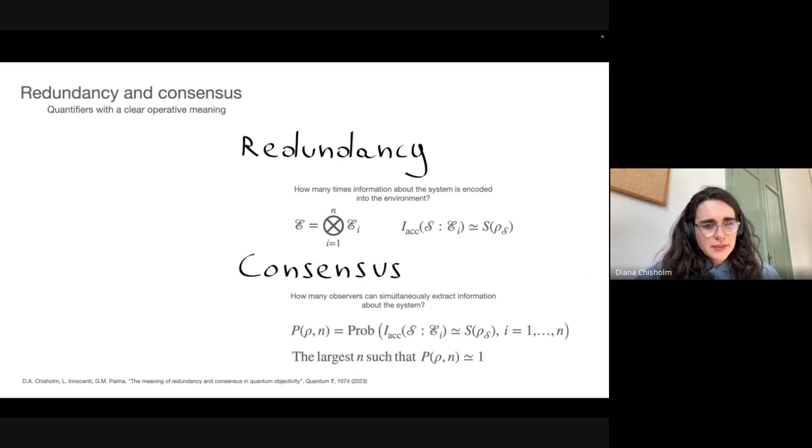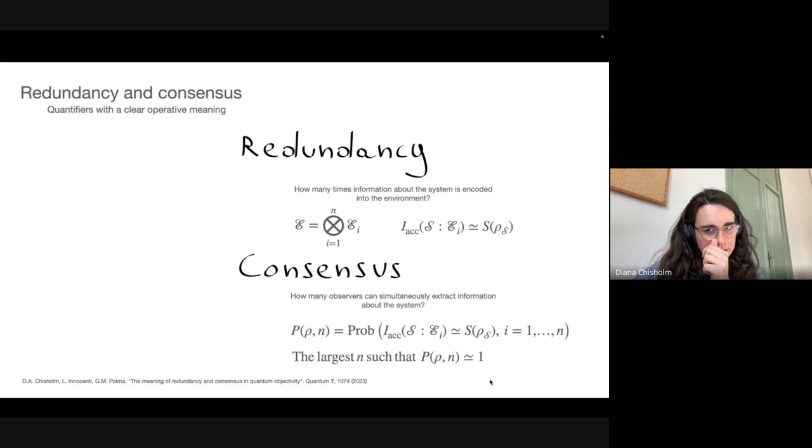Consensus is a bit more convoluted. So first, you would need to define this quantity, P of rho n. So P of rho n is the probability that, given that you take a completely random partition of the environment, and this is a crucial point, you don't engineer your partition, you don't try and create the best partition, you just take a random one. Given your random partition, what is the probability that the accessible information between the system and the environmental fraction is exactly the entropy of the system for each fraction? Okay. And this is this probability, this P of rho n, and the consensus is then the largest n such that this probability is more or less one.